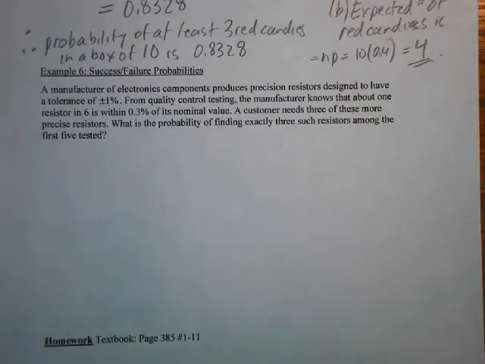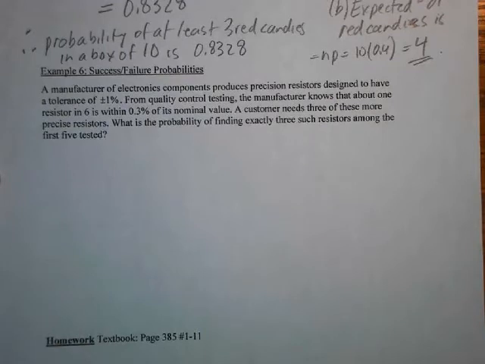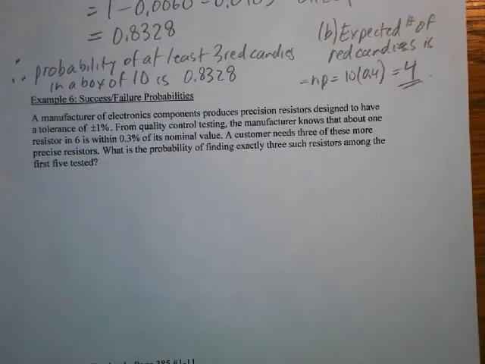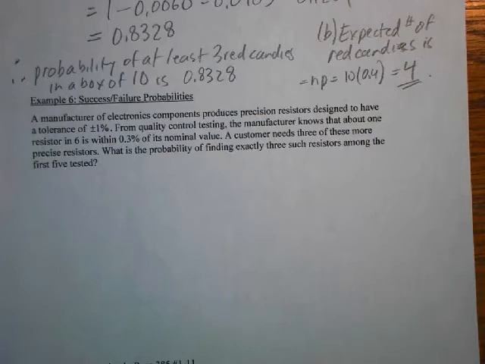Last question here. This one's actually, in terms of the calculation, quite small, but a couple of things I wanted to bring out here. Again, it sounds like a fairly complicated question. Lots of technology here. A manufacturer of electronic components produces precision resistors designed to have a tolerance of plus or minus 1%.